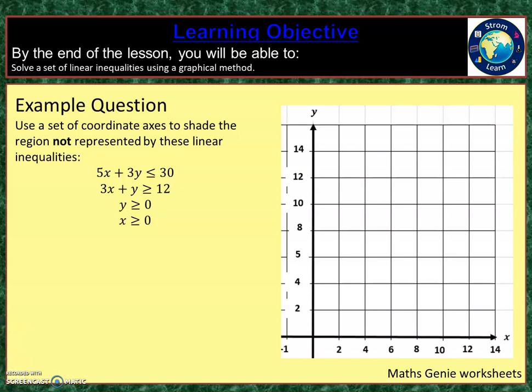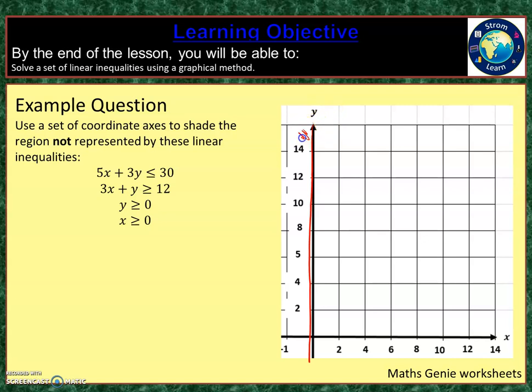Okay, so we have four inequalities here and we're asked to shade a region that is not represented by these. So I'm actually going to start with the bottom and work up just because the bottom two inequalities are much easier to deal with. So x is greater than or equal to 0. Now what I'm going to do is draw in the line x equals 0, otherwise known as the y-axis. Let's just pretend that's completely straight. And we're looking at the values where x is greater than 0, so greater than this value.